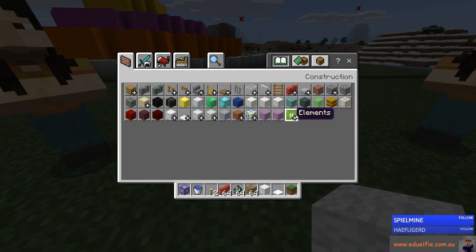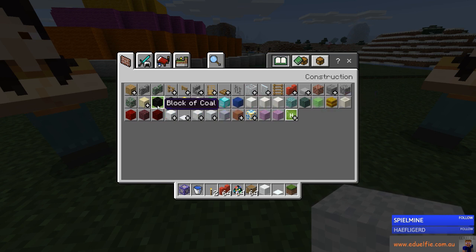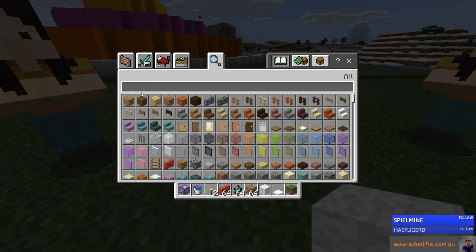Dried kelp block. Ooh, new stuff to build with. There's so much here. Just get rid of this. Just show me things.